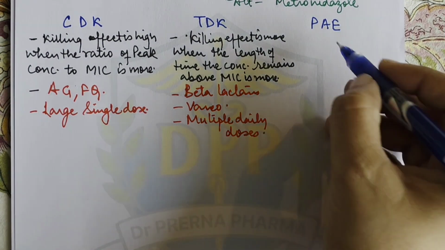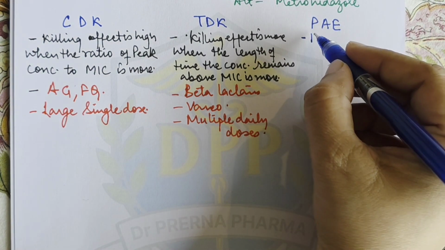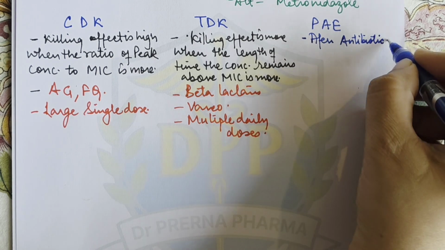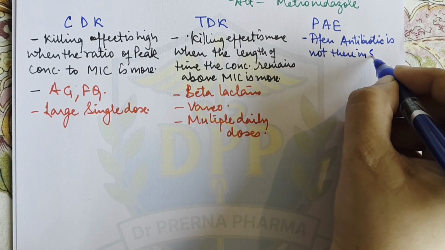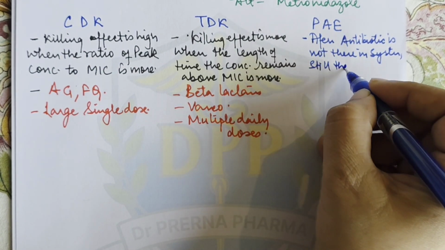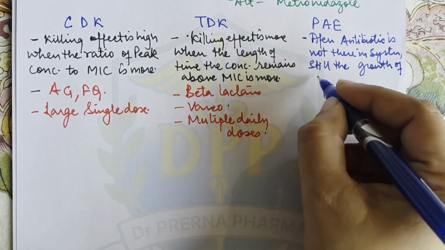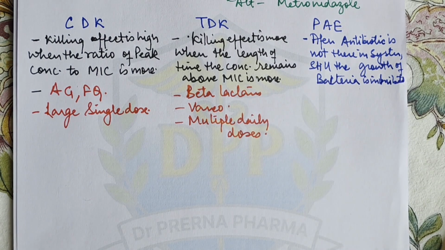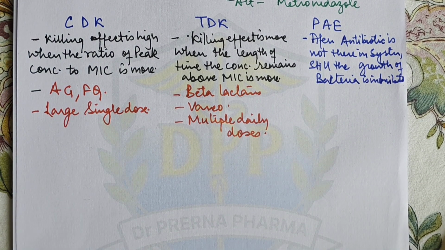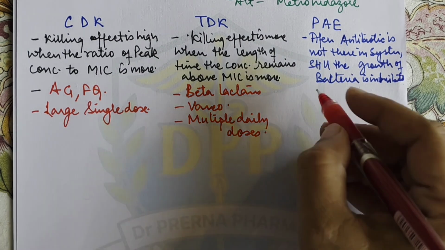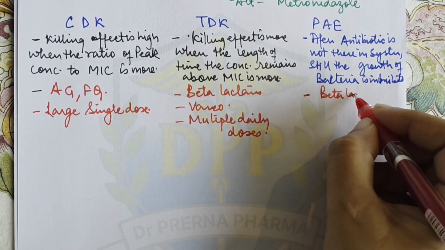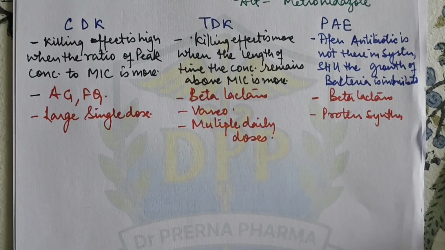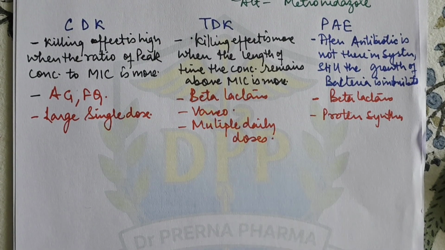And the third part is PAE. Now PAE is also called post antibiotic effect, which means that after the antibiotic is not there in the system, still the growth of bacteria is inhibited, right? So even after the antibiotic is not there in the system, the growth of the bacteria is inhibited. So that is post antibiotic effect. Usually there are many drugs showing this effect. The beta lactams are there, then drugs affecting protein synthesis. So this was about the concentration dependent killing, time dependent killing and post antibiotic effect.